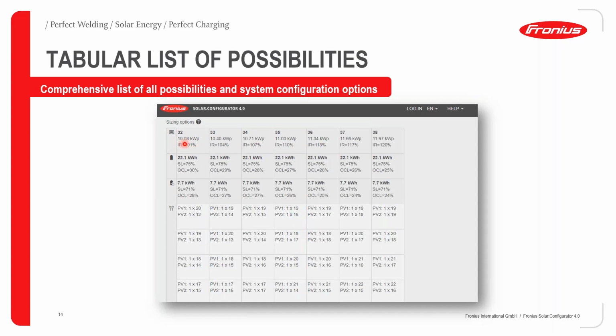Okay, if you look at the top of the screen over here, remember this is the same example I showed you earlier on with the 10 kilowatt inverter. It then gives me an IR, which stands for inverter ratio. That means the percentage of the inverter that we are utilizing. So if you are utilizing 120% of the inverter, it will give us around 12 kilowatt peak worth of PV modules.